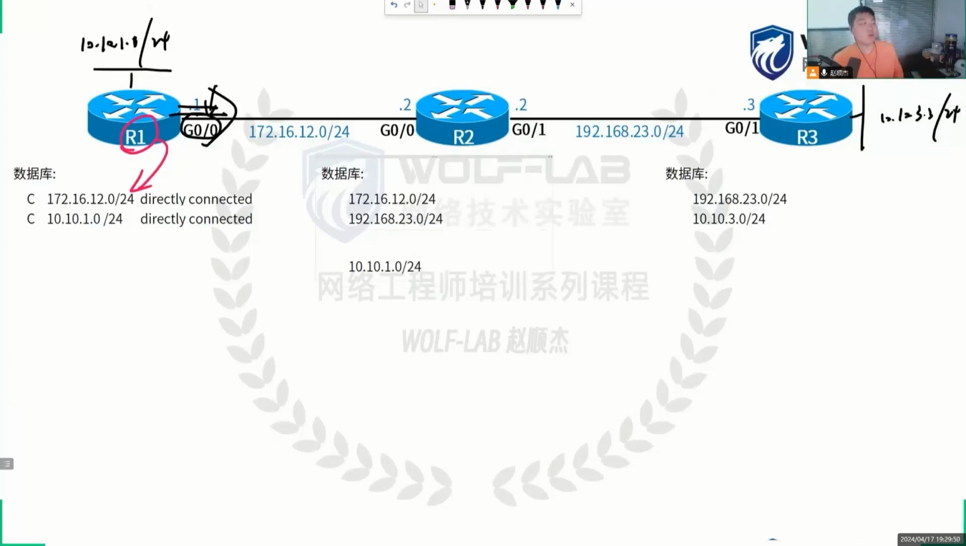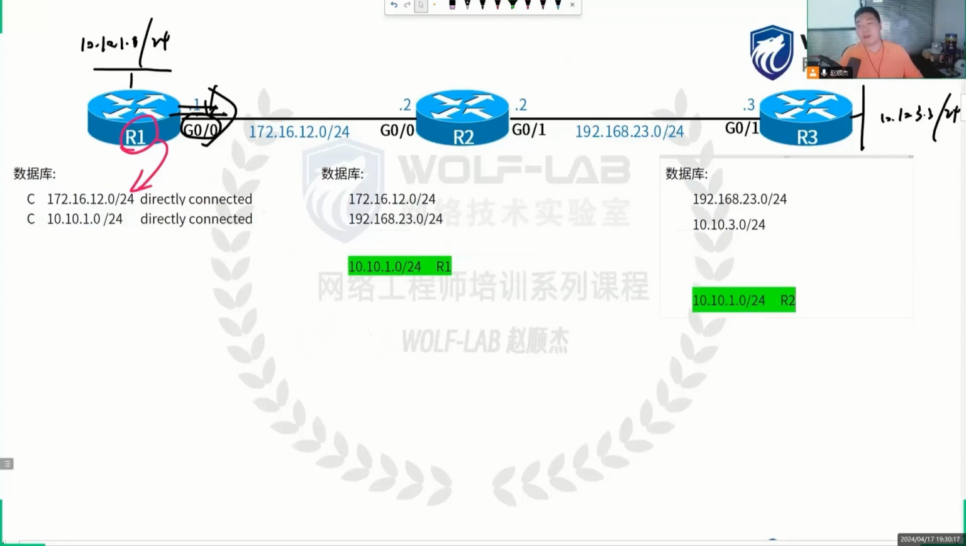R1 tells R2 what? I'm connected to the 10.1.1.0/24 network segment. I, R1, share my database entry with R2. I tell R2 my database entries. Then R2 knows who told me. R1 told me. So if later I want to access 10.1.1.0, I go through R1, that's enough. Because he told me he has this network segment, R2 then tells R3, and R3 finds out from R2 that he can access it. R2 can access 10.